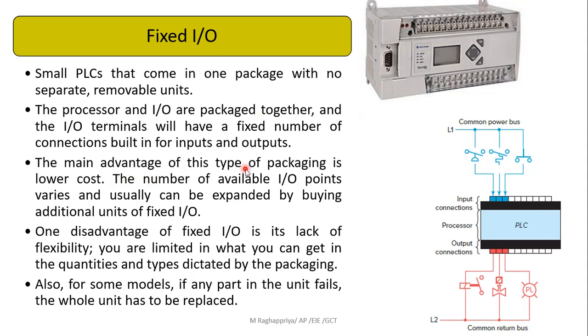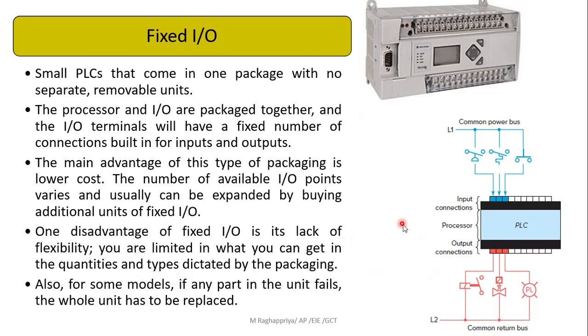The main advantages: it is very compact and you can afford it at a lower cost, and the number of available IO points varies. It can also be expanded, but by buying more units of fixed IO. The disadvantage is that it is fixed IO. I cannot have the flexibility. Suppose there are only 16 terminals available, that's it. I cannot go for the 17th terminal. So the disadvantage is the lack of flexibility.